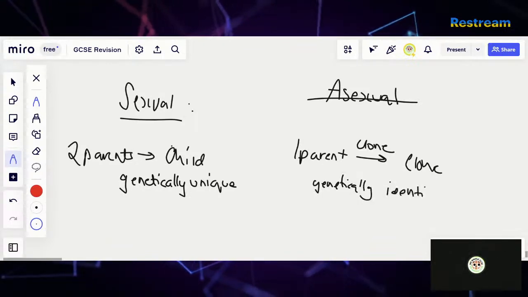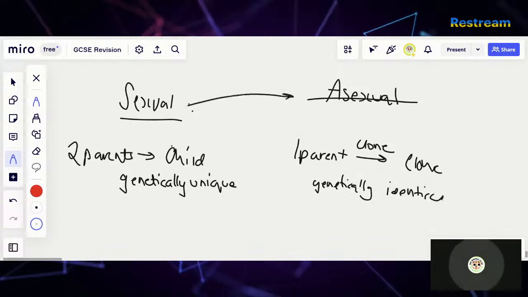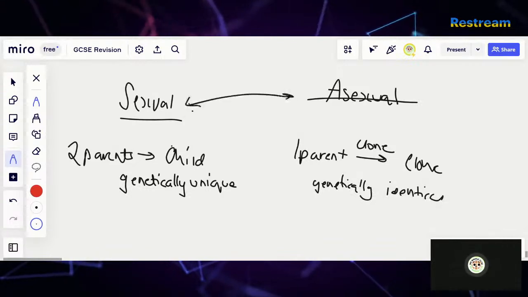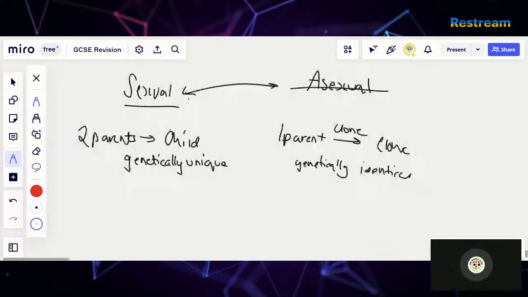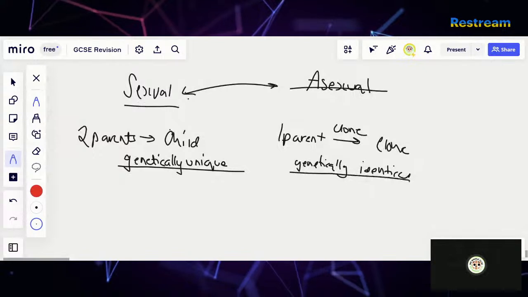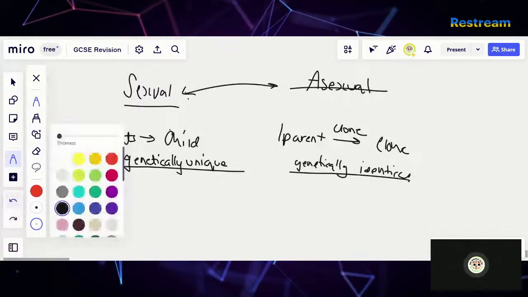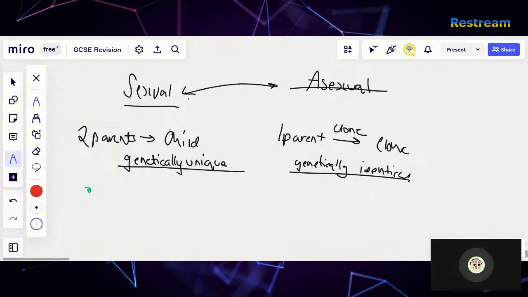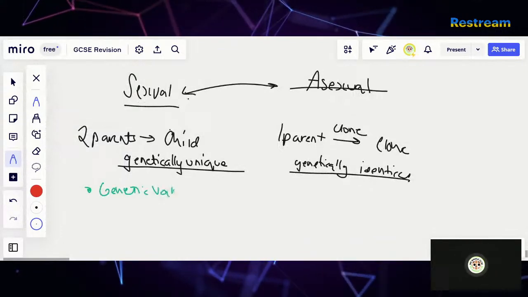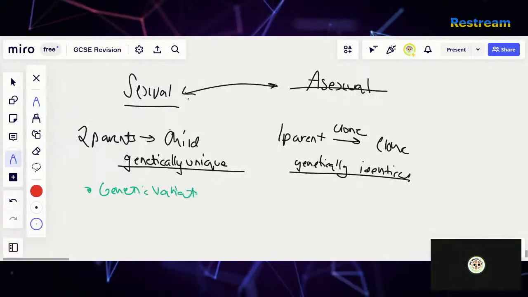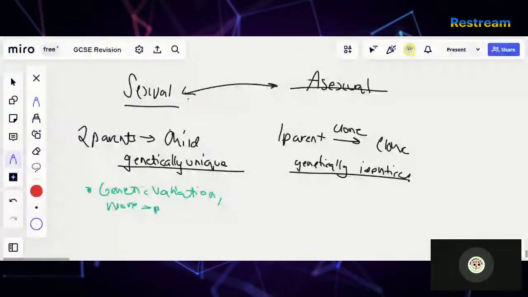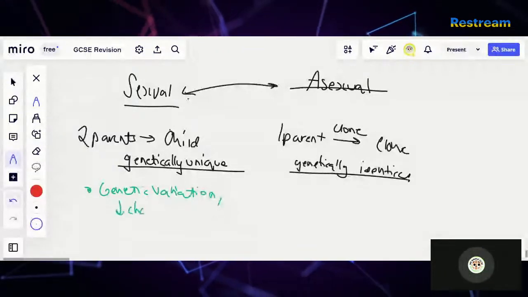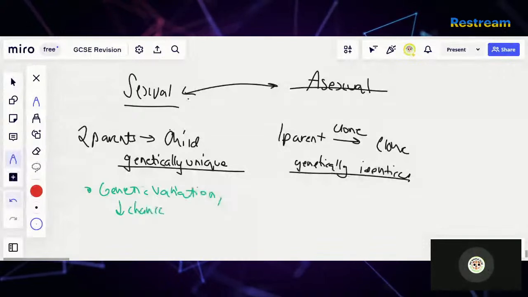Now, what they're asking you to do here is not really compare the different types of reproduction, but compare the different types of produce from the reproduction. So is it better to have genetically unique, or is it better to have genetically identical? Now, in terms of advantages, let's put advantages in green. So the advantage of genetically unique is that there's genetic variation. And genetic variation is a really positive thing. That means that there's a less likely chance that the entire species will all get wiped out by the same thing.